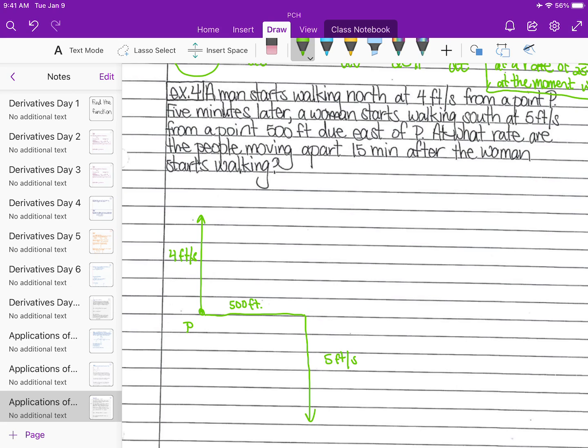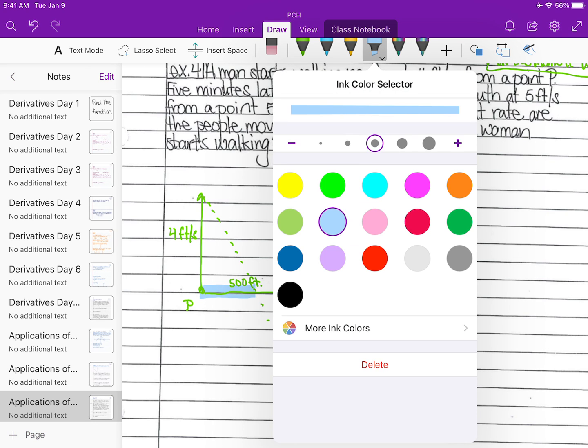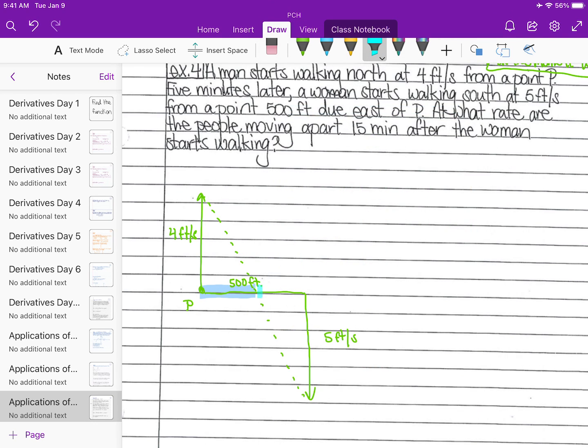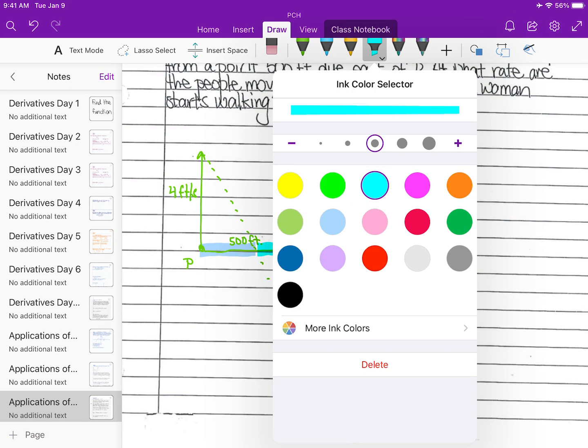At what rate are the people moving apart 15 minutes after the woman starts walking? So they're actually talking about the rate of change of this thing right here. Okay? Now, there's no way to do this with two triangles because there's no way of knowing how long this segment is relative to this segment. There's no way. Okay? So you're like, well, then what do we do? We make a bigger triangle.